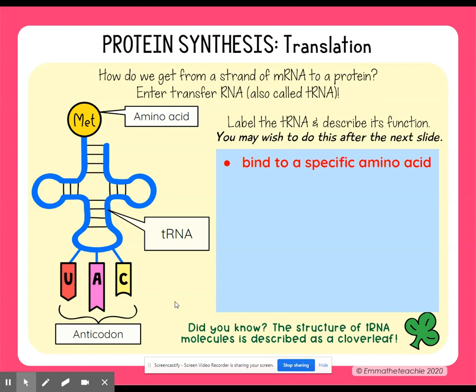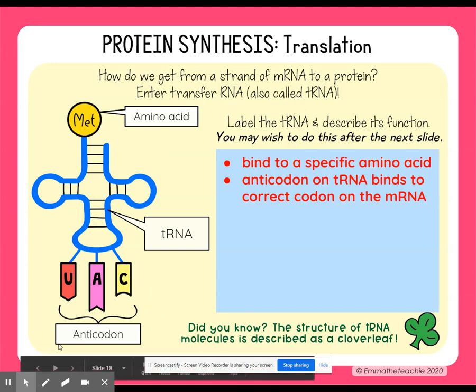One of the things that transfer RNA can do is it binds a specific amino acid. So whatever anticodon is down here, there's certain ones that match to certain amino acids. So they always go together. The anticodon on transfer RNA can bind to the correct codon on the messenger RNA, and we'll see that in the process later, but they're going to match up. So if there was messenger RNA underneath here, it would pair up with an A, a U, and a G on the messenger RNA.